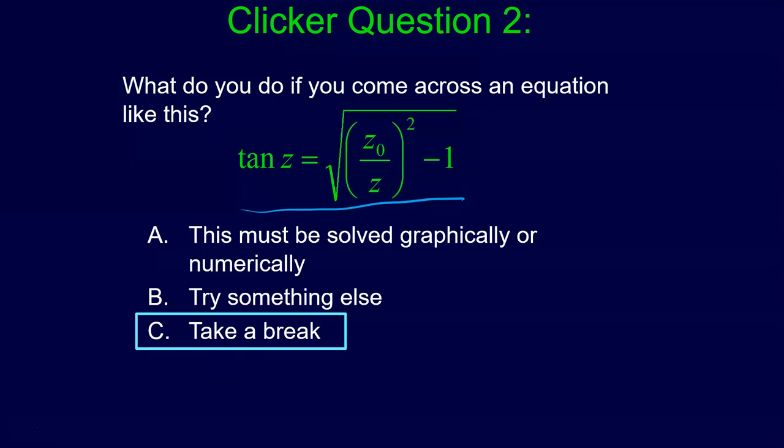And again, the answer is, okay, take a break. But this must be solved graphically or numerically. And so one way that you can sort of see to do it is here. So what they've done is they graph tangent of z, and then also graphed that other term, and then found the points where they coincide. And so each one of these would lead to a particular bound state energy.